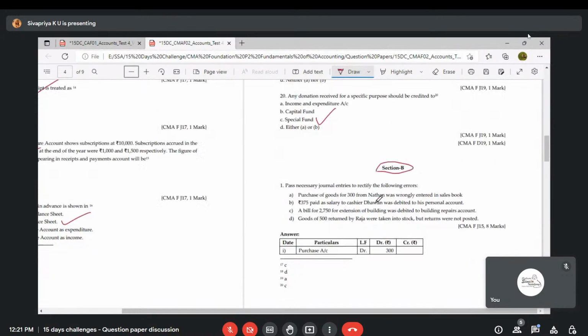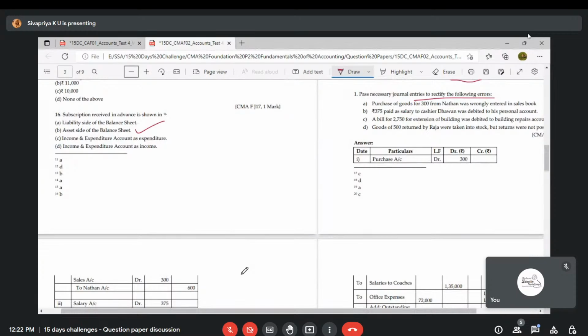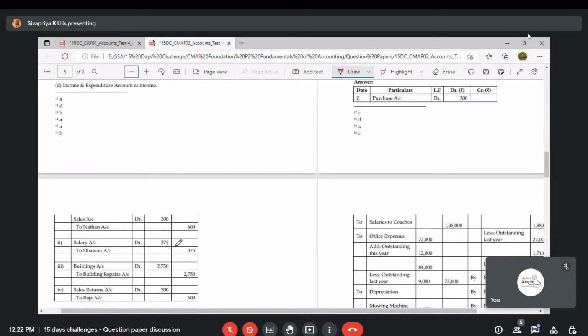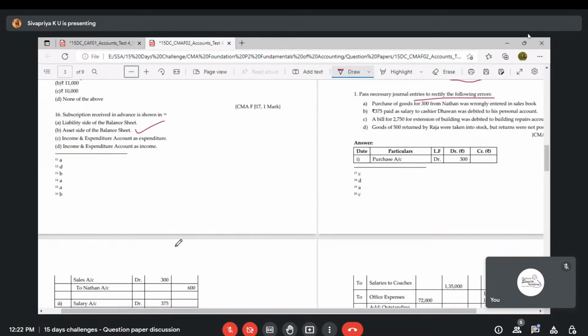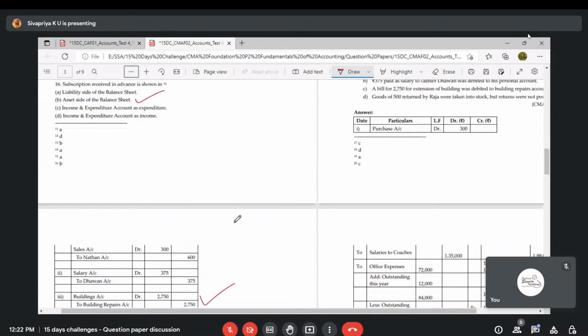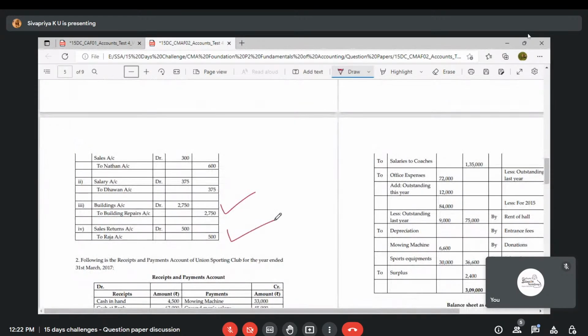Section B. First, you have to rectify the following errors. Purchase of goods from Nathan wrongly entered in sales book. So, purchase account debit, sales account debit to Nathan account. Then, salary to cashier Dhawan debited to his personal account. So, salary to Dhawan account is the correct entry. Then, building repair was debited to building account. Building repairs account debit to building account. Then, goods returned by Raja were taken into stock, but returns were not posted. So the entry is missing. So sales returned to Raja.